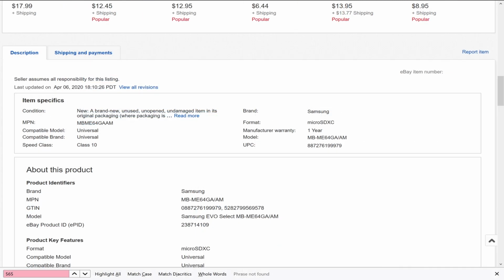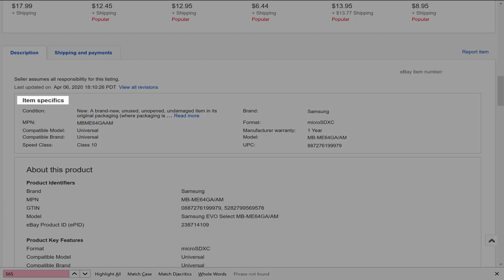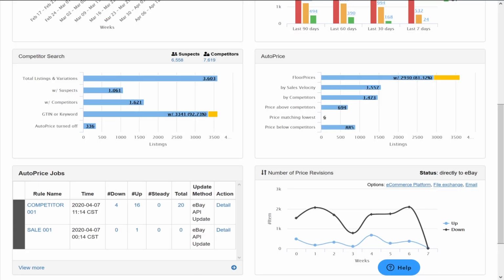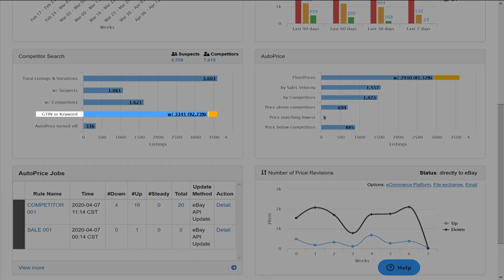When our radar scans, it compares the item specifics between your items and other sellers' items. The fields in the item specifics are the GTIN fields, which are the UPC, MPN, or SKU numbers. We can also scan using the keywords that you provide. Without GTIN or keywords, we will not be able to find any suspects or competitors. That's why this bar is an important indicator.